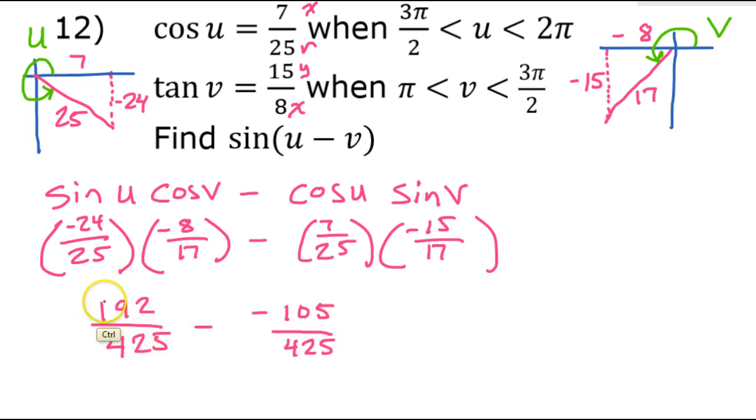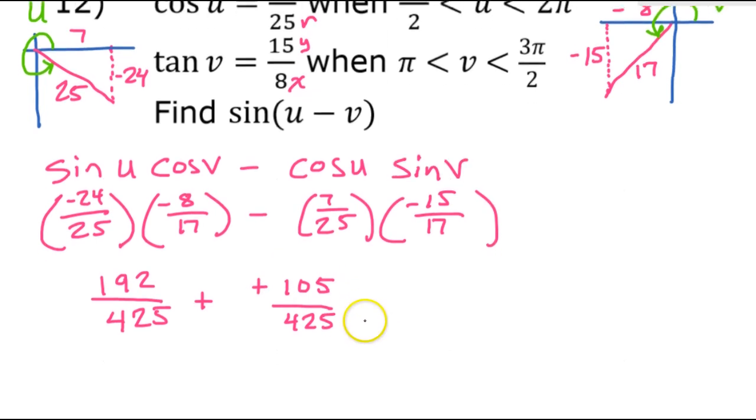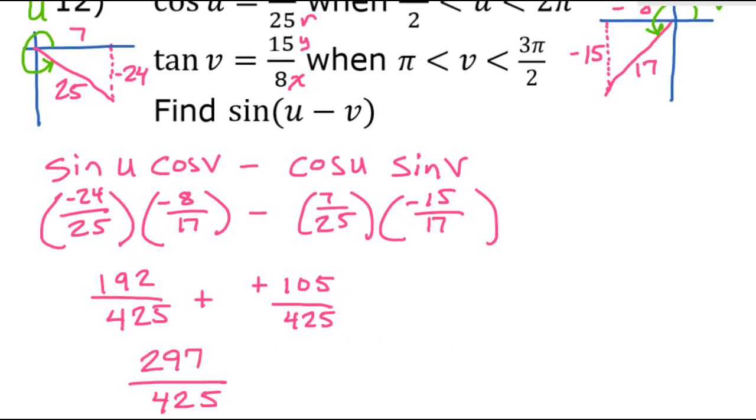So I'm getting positive 192 over 425 minus negative 105 over 425. Now, when you subtract a negative, you wind up adding. So we get 297 over 425, and that is the final answer.